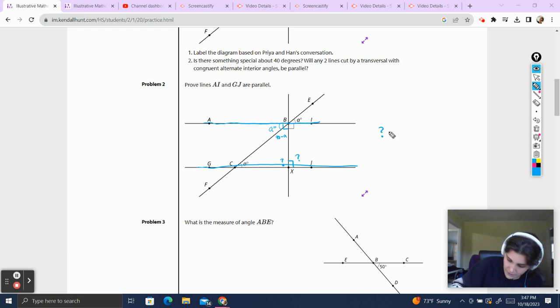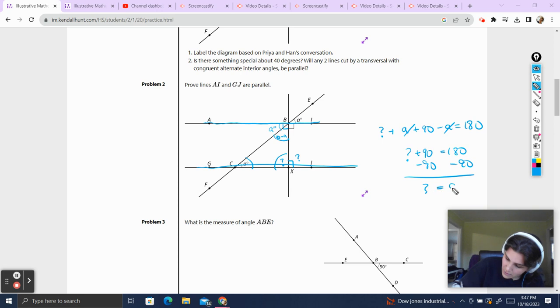Question mark plus A plus 90 minus A is always going to equal 180, because we have this angle and this angle. Now these two A's are going to cross themselves out, which tells us question mark plus A is equal to 180. We subtract 90 from both sides, which means question mark will be 90 degrees, which is what we are trying to prove.